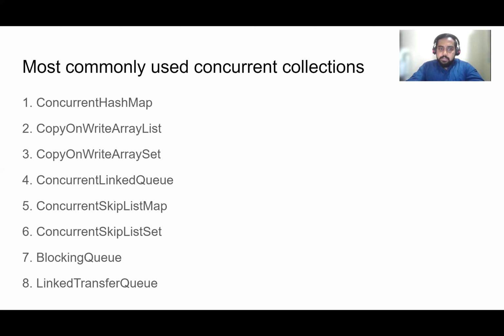ConcurrentSkipListMap is a map implementation, but it is thread safe, and it uses an algorithm called skip list. Based on that, we give the name ConcurrentSkipListMap. And ConcurrentSkipListSet is the set version of this skip list algorithm. And BlockingQueue. So what do you mean by blocking queue? Queue we already saw. Queue means FIFO order, first in and first out. You may consider it like a queue for taking movie tickets, where the first person comes and gets the ticket first. First in, first out operations.